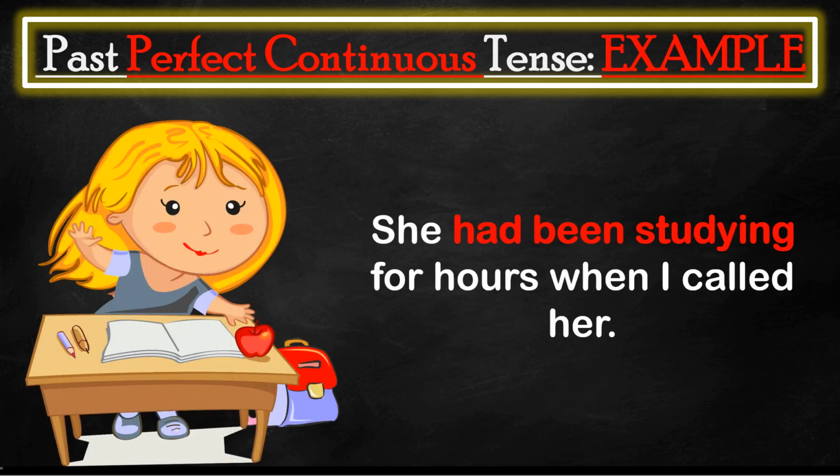Now, unlike the previous boy, this girl doesn't seem to be tired. She's saying she had been studying for hours when I called her. I don't know if your friends reveal to you when they are studying that they had been studying or not, but this girl revealed to her friend that she had been studying for hours when she was called by her friend. So here again you see the structure. Had been is common. The root word was study. With that, ing got added because it is a continuous tense, and therefore this is an example of past perfect continuous tense.